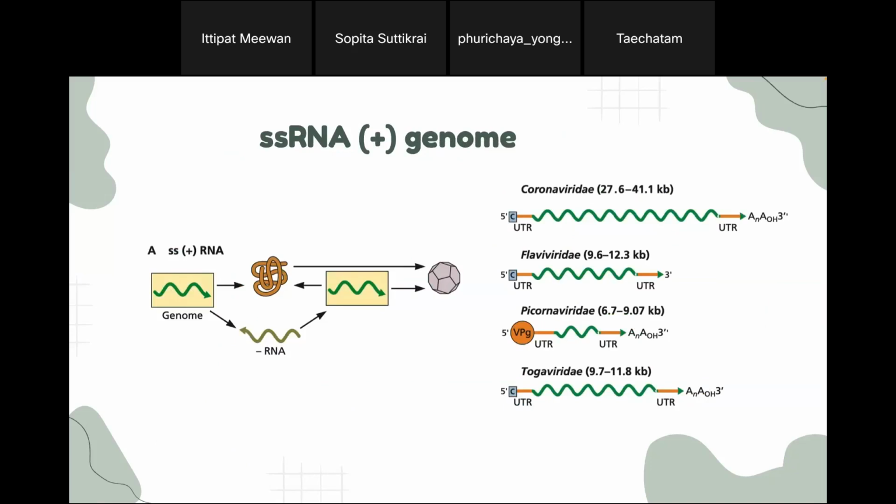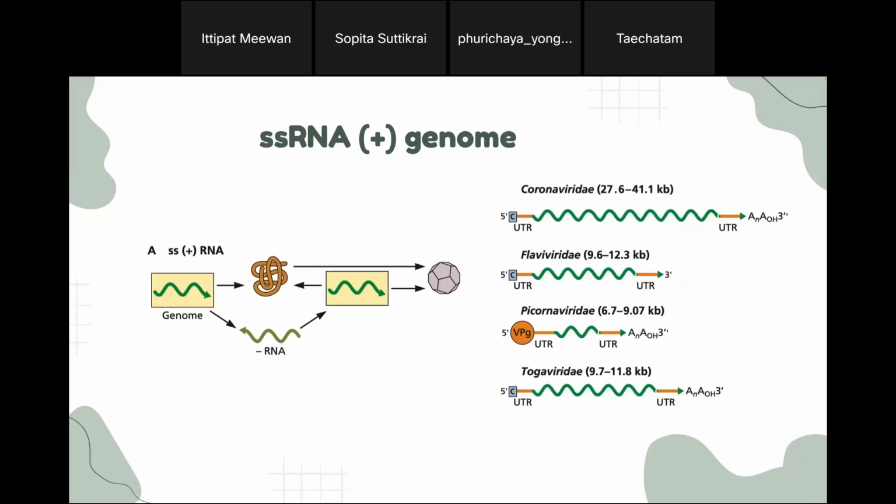Okay, so this one, you can see that the route here is a lot shorter compared to those two types of viral genomes, right? Because it can synthesize directly to the proteins here, right? And it has another route to synthesize the negative sense of the RNA in order to make more copies of the positive sense of the RNA.